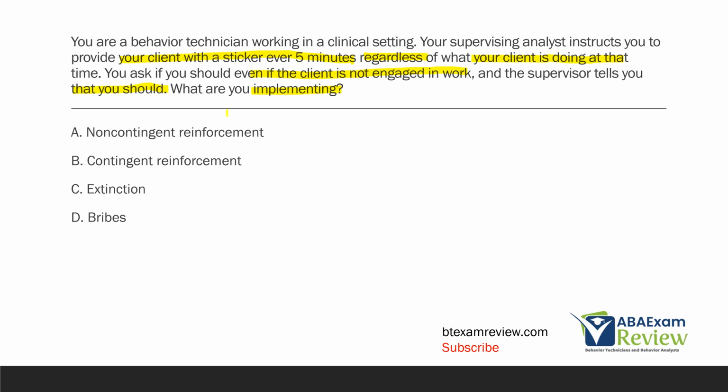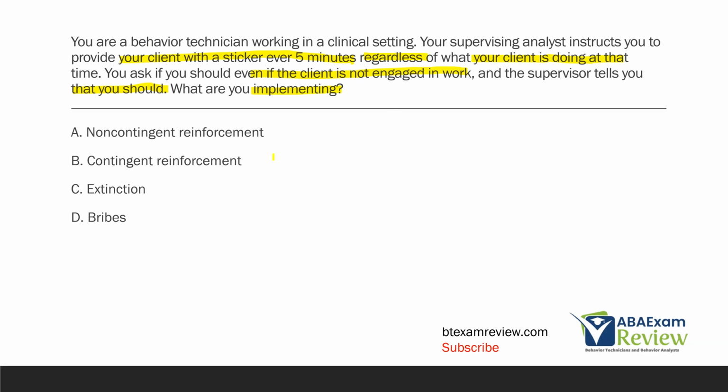What are you likely implementing? A, non-contingent reinforcement. Well, non-contingent reinforcement is obviously the opposite of contingent. And with non-contingent reinforcement, we are delivering reinforcement on a schedule regardless of what's occurring. That's what we're doing here. Every 5 minutes, here's a sticker. We typically use non-contingent reinforcement as a motivating operation. We're not sure why we're using it here. All we know is we're describing non-contingent reinforcement.